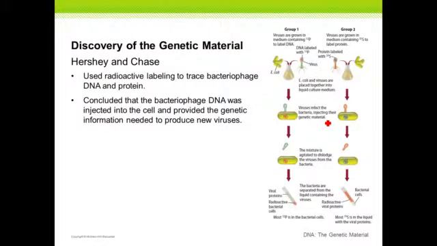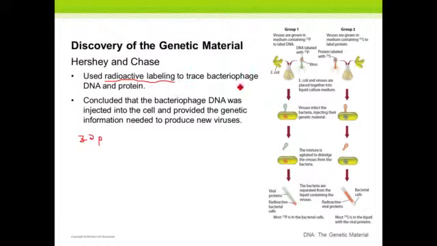Hershey and Chase, what they did was something a little more clever than this. They used what's called radioactive labeling. What this is, when you take molecules, and you might learn this in chemistry, but certain molecules like 32P, you can label that, and it's radioactive. And what that means is that you can then take a Geiger counter and actually see if it is emitting particles. So you can actually test for radiation.